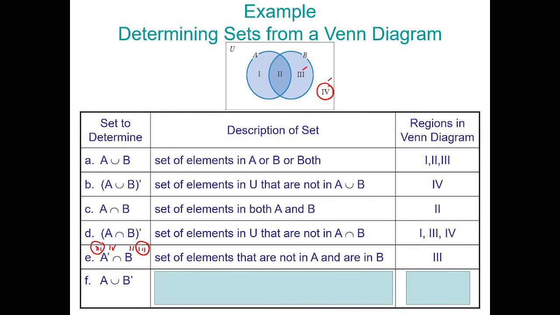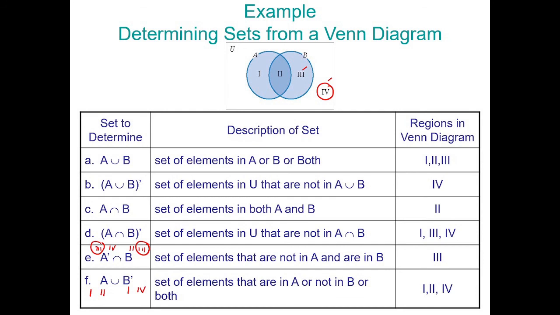Next, kini, atong balihon. A union B complement. Unsa may complement sa B? 1 and 4. Unsa may set A? 1 and 2. So, union man na, ilista tanan. Unsa answer ninyo? 1, 2, 4. 1, 2, 4 is right. Okay? So, this is determining sets from a Venn diagram.